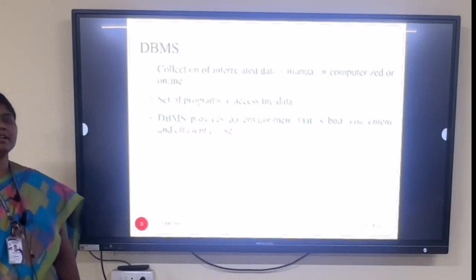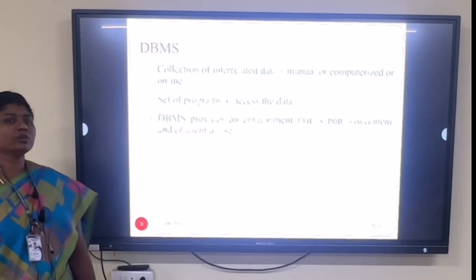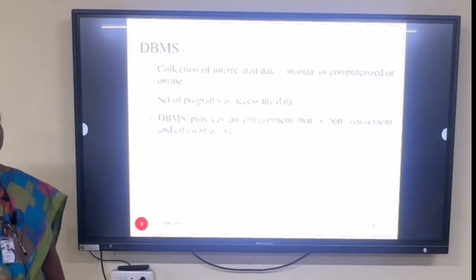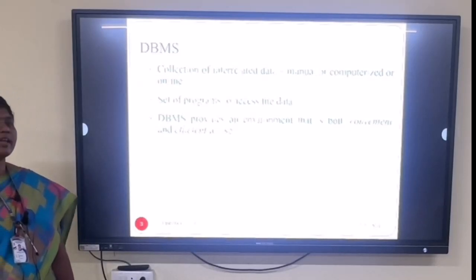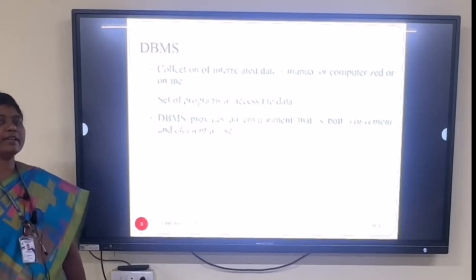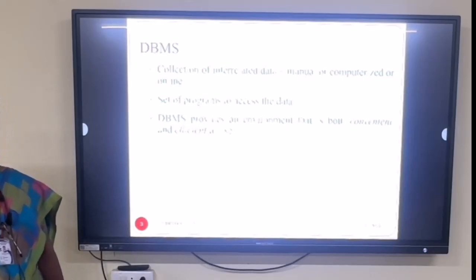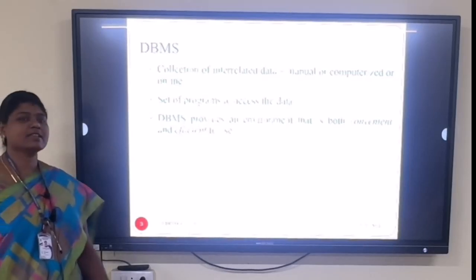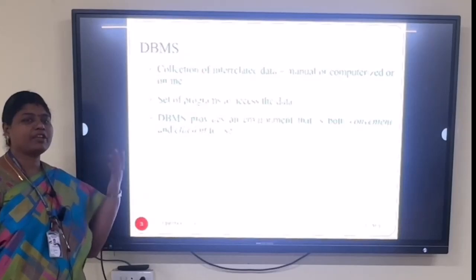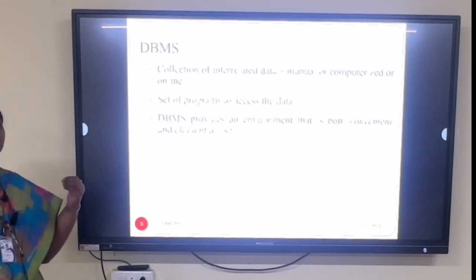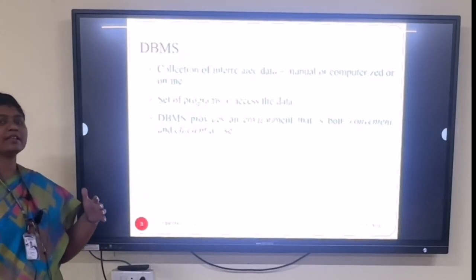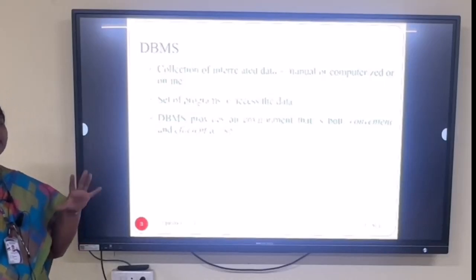DBMS is nothing but a software solution to efficiently manage, organize and then retrieve data in a structured manner. That is, it is a collection of interrelated data. Interrelated data in the sense, for example, in a university the student database is collected, the faculty database is collected. So it is interrelated data.